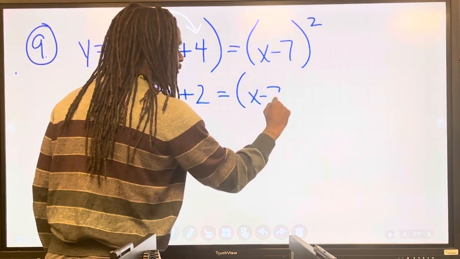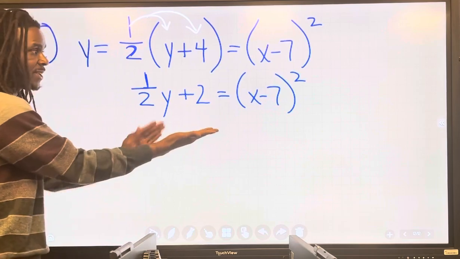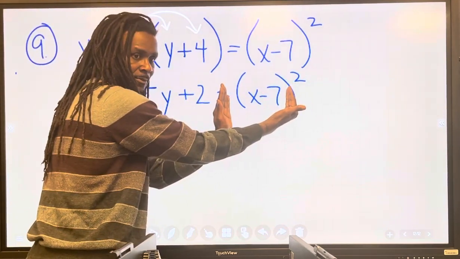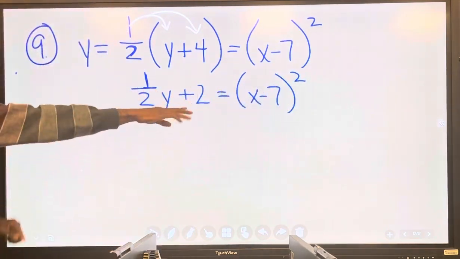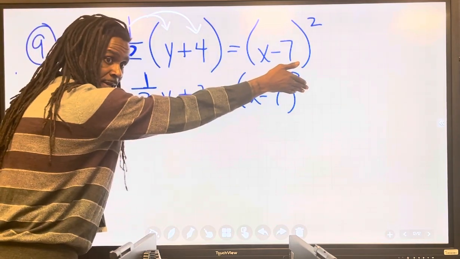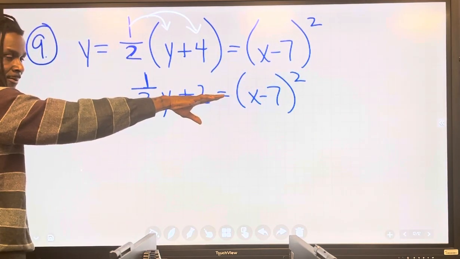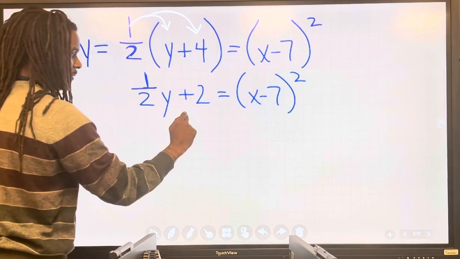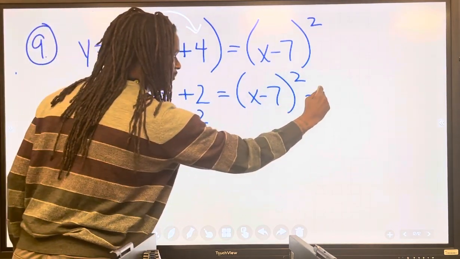Meaning, before we do anything with this, you know this is a similar vertex form. Kind of looks like vertex form a little bit. x minus 8 squared, right? So let's try to keep it. Let's take this 2 and get rid of it. Let's subtract 2 from both sides.